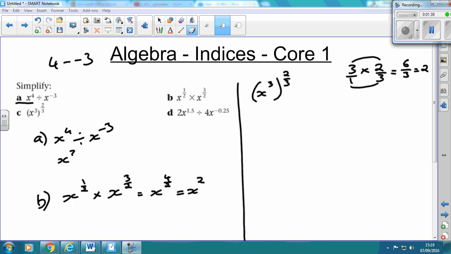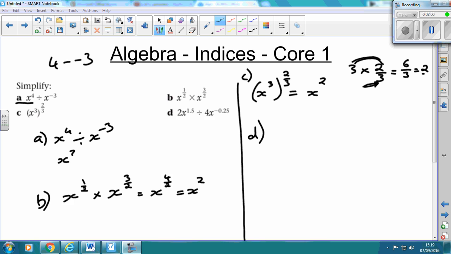Alternatively, you don't need to put that divided by 1 there. You could just do 3 times 2 is 6, then you divide it by the 3 to get 2. Either way, you end up getting the answer x to the power of 2. Let's have a look. So that was question C.